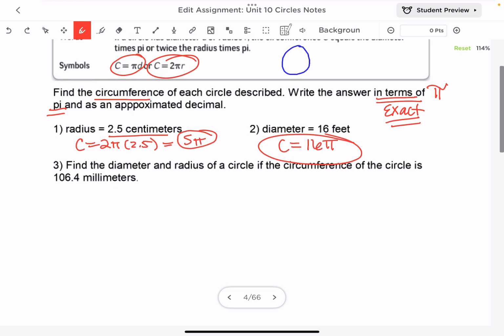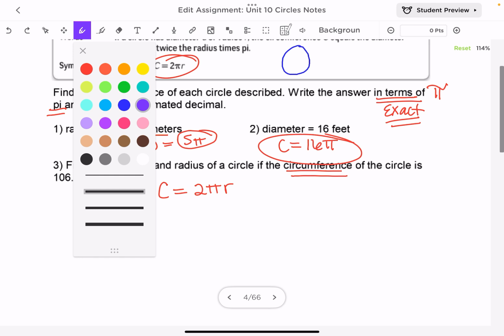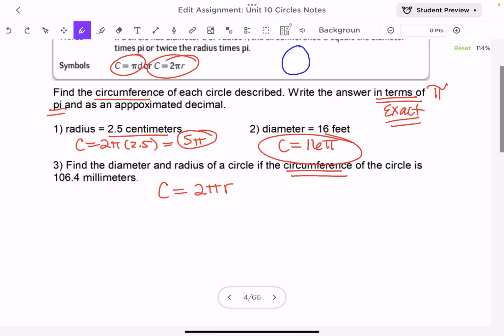All right, number 3 says find the diameter and radius of a circle if the circumference of the circle is 106.4. So here it's giving us the circumference. It would actually be easier for you to use pi d here, but I need to show y'all something that I don't want you to mess up in the calculator. So I'm going to use 2 pi r, even though it's more work. Okay, so it's giving us the circumference is 106.4 equals 2 pi r. And that r is what we're solving for. So that's 2 times pi times r.